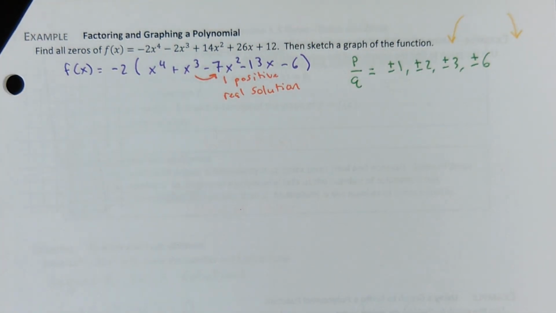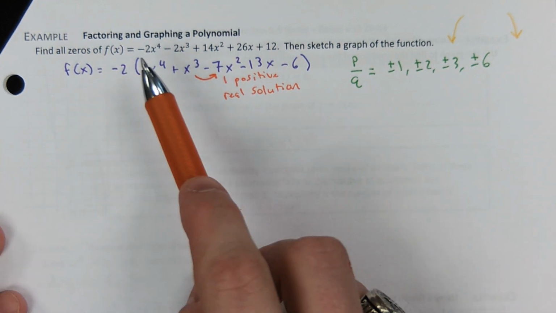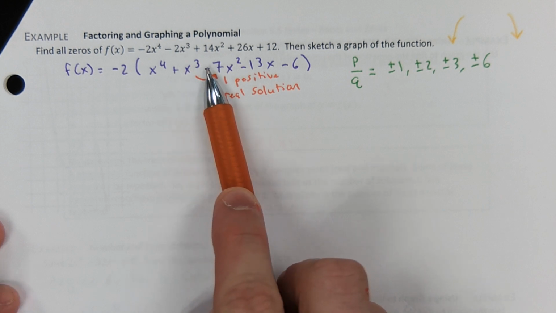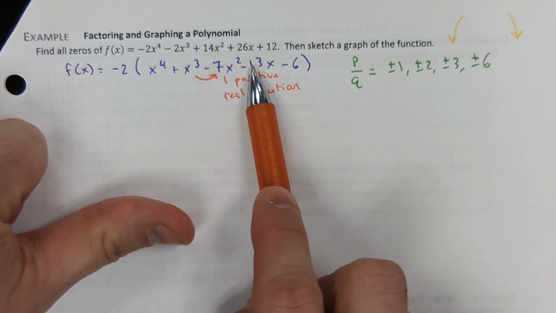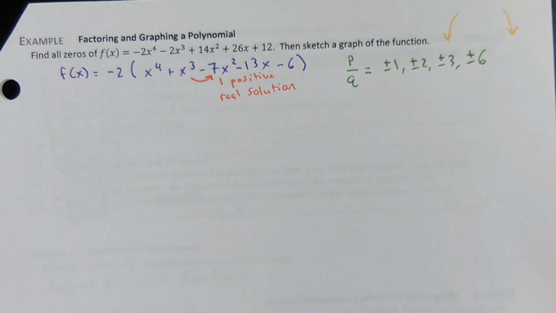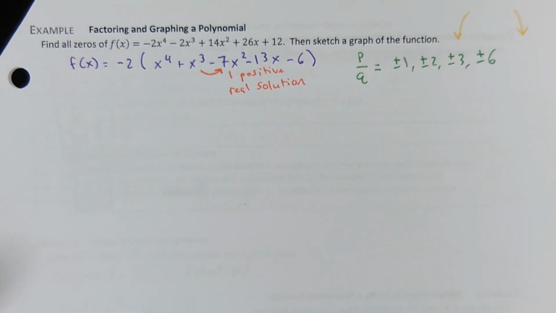If we were to plug in negative x, I'm not going to actually write it down. This would stay positive. This would switch to negative. Then this is negative. That's one sign switch. This switches to positive. That's two sign switches. This switches and this stays negative. That's three sign switches. So if I were to do f of negative x, I have three sign switches. So that's 3 or 1.